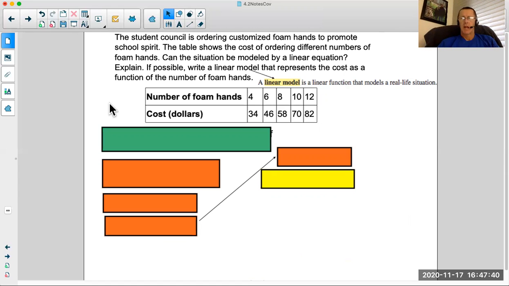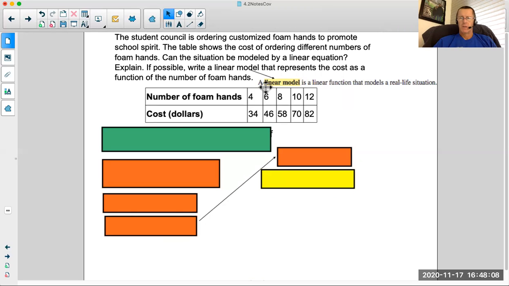All right, the table shows the cost of ordering different numbers of foam hands. Can the situation be modeled by a linear equation? Well, that would mean the graph would have to be a line, right? And a line would mean that we'd have to have a slope, a constant rate of change. So what we need to do is figure out whether we have a constant rate of change.